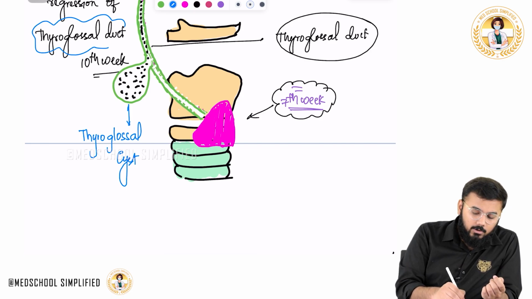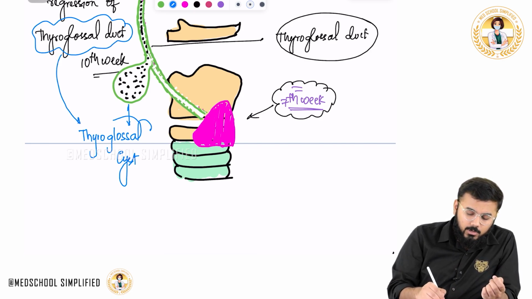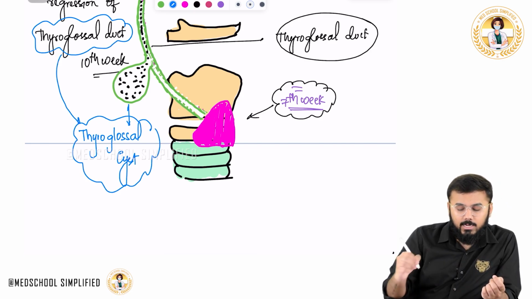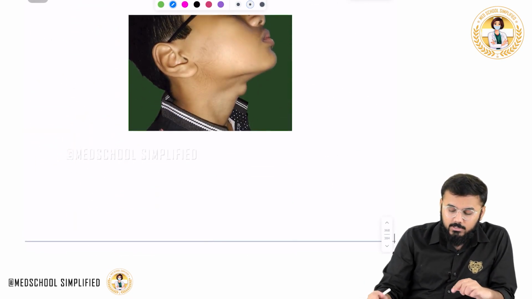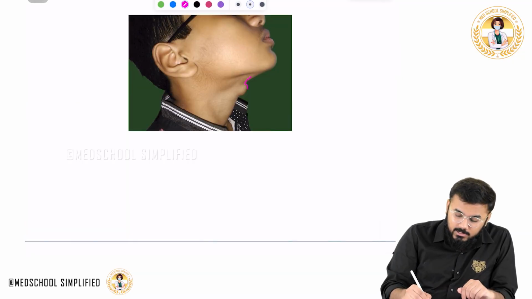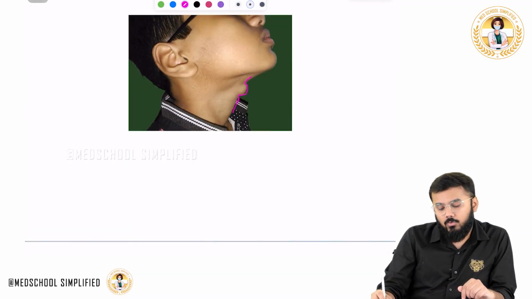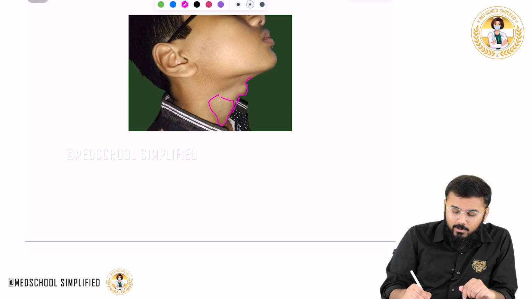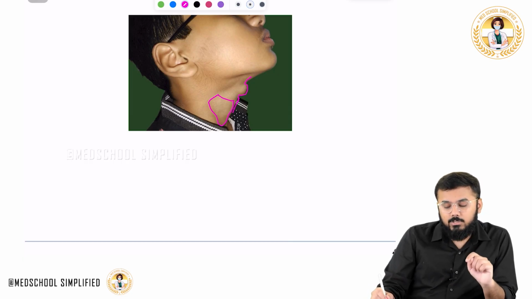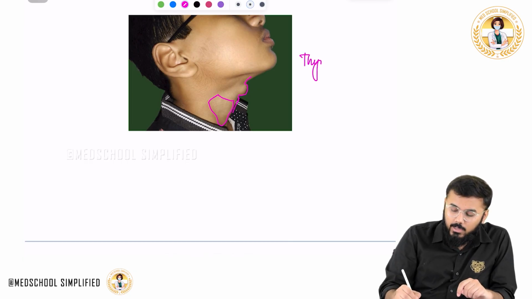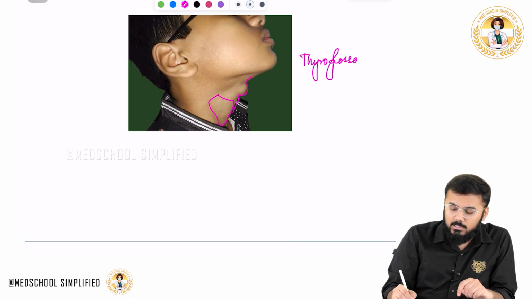So two things we discussed. One is the thyroglossal duct, and in parts of the thyroglossal duct there is a thyroglossal cyst. If you look at a real patient, this is how it looks. You see, this is a cyst present in the anterior wall of the neck, and this is his thyroid gland over here. Clear? So this cyst which you can see here is called a thyroglossal cyst.